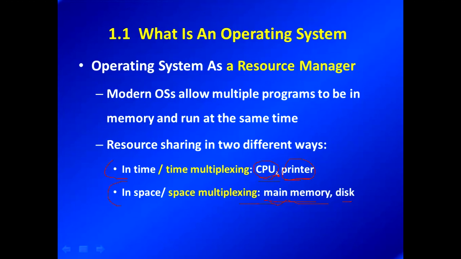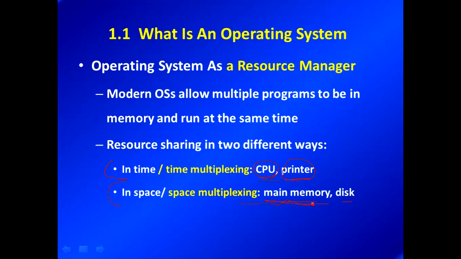For the printer, it works the same way. But for the main memory, if we allocate the main memory to program one, at the same time, we can allocate some main memory to program two. So you can see at the same time, two or more programs can have different parts of the main memory at the same time.